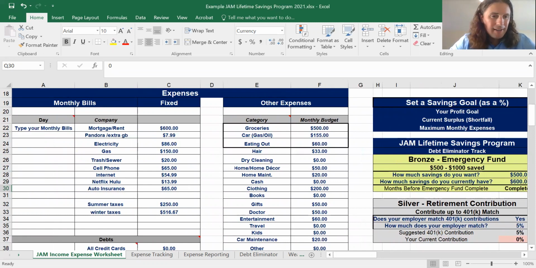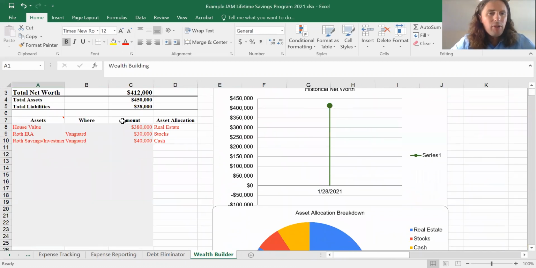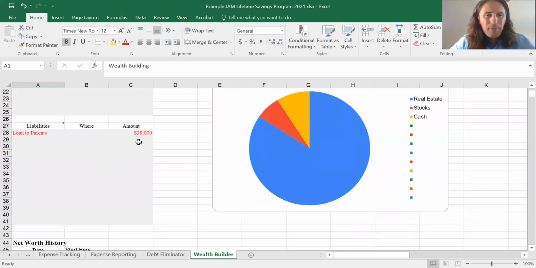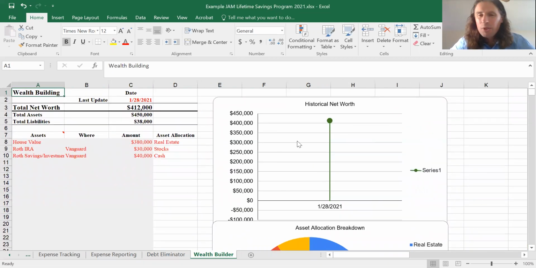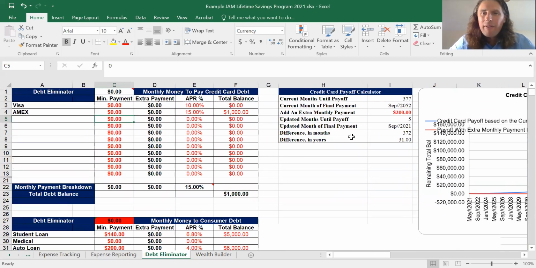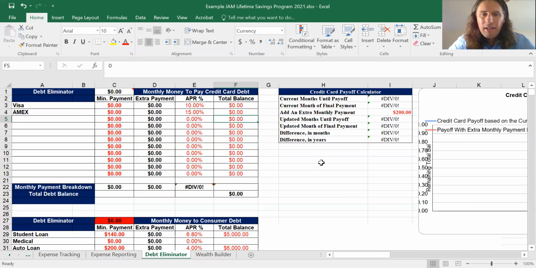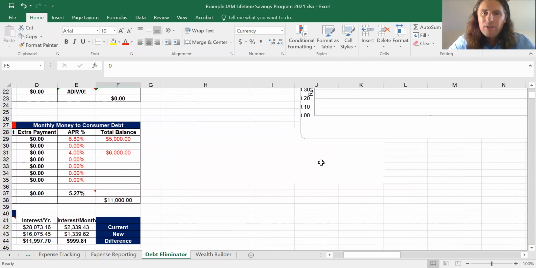I also have the wealth builder over here. We didn't talk about that much, but if you have your complete and total assets as we're building this, you can keep your net worth history, and the chart will show you over time how to increase this. Over on the debt eliminator, you have debt. We've got some payoff calculators here that would show you how much it would cost to pay off your student loans or pay off your credit cards, and then also down here, your student loans.